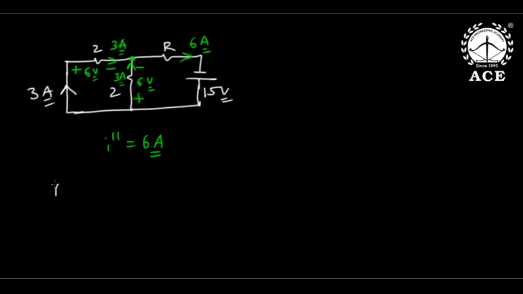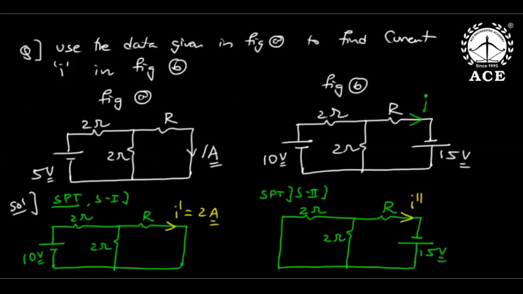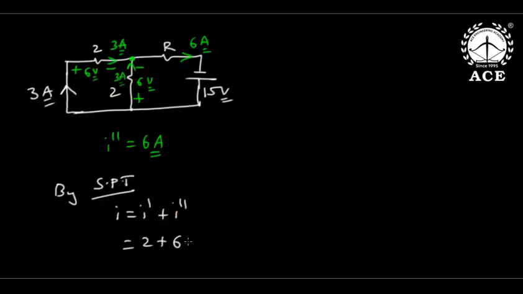So by superposition theorem, this total current I is I dash plus I double dash. I dash is 2 amperes. I double dash is 6 amperes. Total 8 amperes. Okay, that is a wonderful problem. This is the last problem of the day, and we'll conclude this theorem.